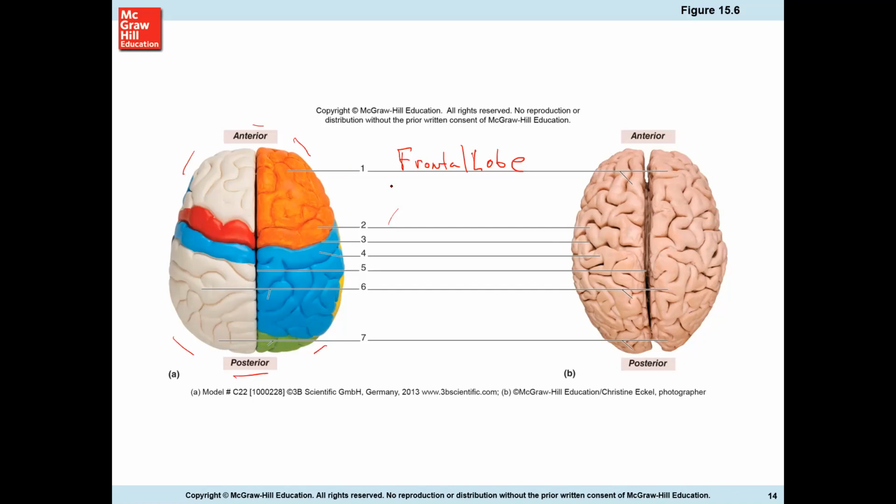Okay. Now, here's where I'm going to go. Pay attention to this. This is really important. I'm going to do this right here, and I'll do it on the next page. So first of all, this fissure in the middle, right here, and I guess this is what number 5 is pointing to, is your longitudinal fissure.